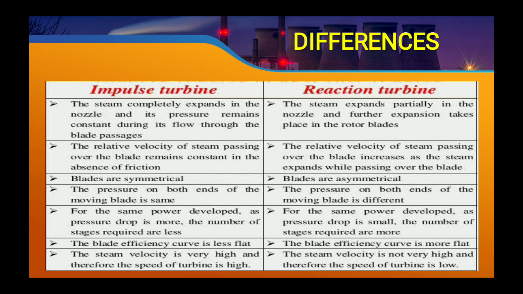In the case of an impulse turbine, the steam velocity is very high and therefore the speed of the turbine is high. So it is used in thermal power stations, where a large amount of power can be generated. The steam velocity is not very high in the case of a reaction turbine, therefore the speed of the turbine is low. It is mainly used in small thermal power stations, or in the case of gas turbines, or captive power plants. The reaction turbines are used there.